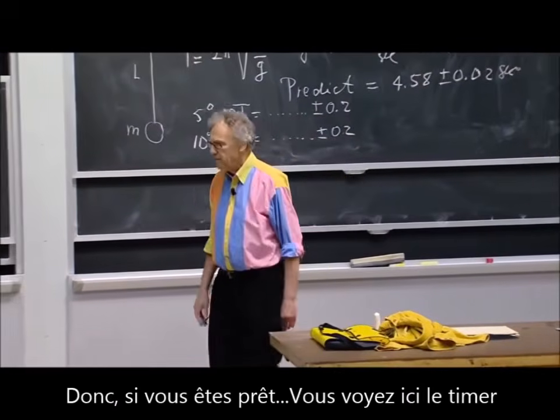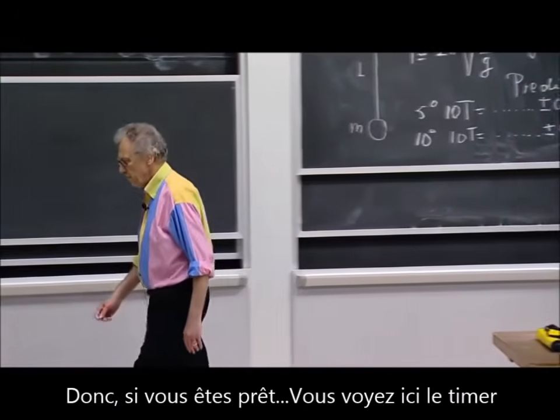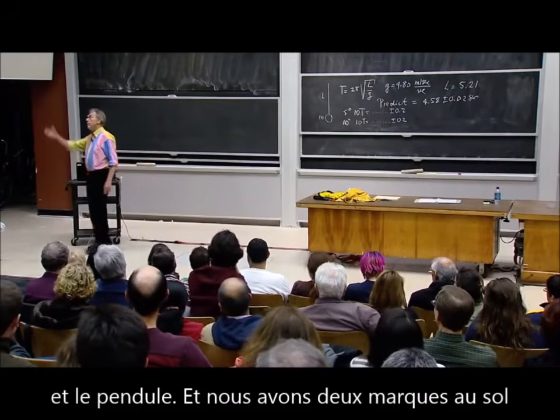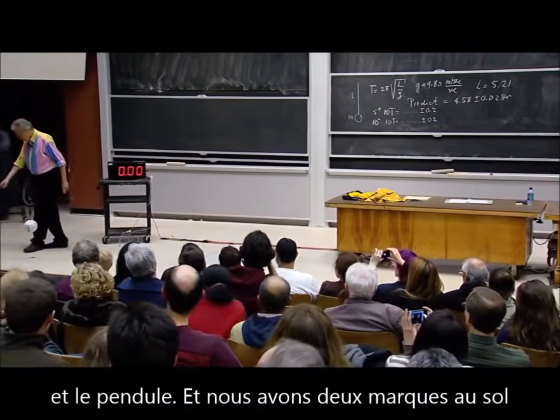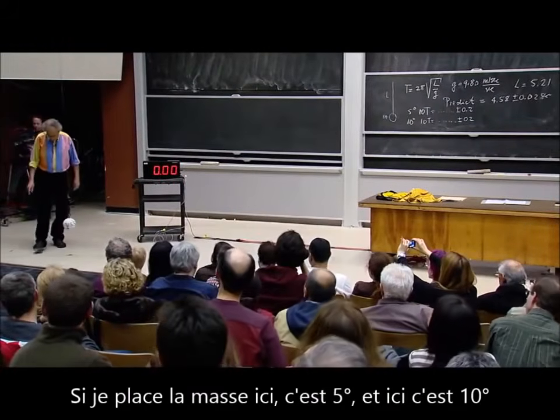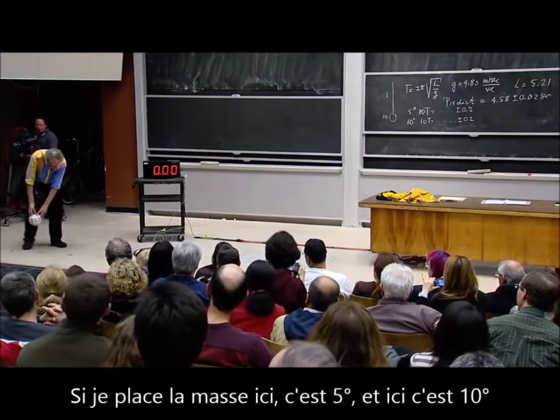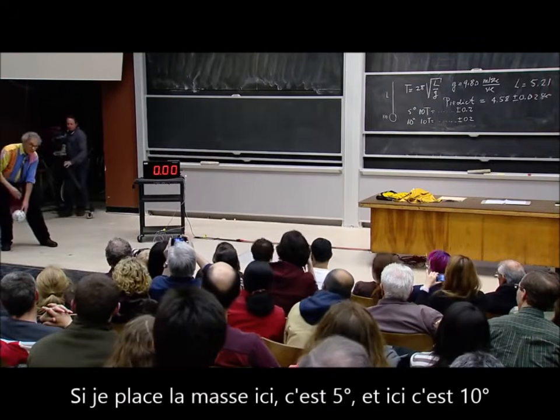So, if you're ready for that, you see here the timer, all of you can see, and here you see the pendulum, and I have two marks on the floor here. If I hold the bulb here, then it is 5 degrees. This is 5 degrees. And when I hold the bulb here, it is 10 degrees.